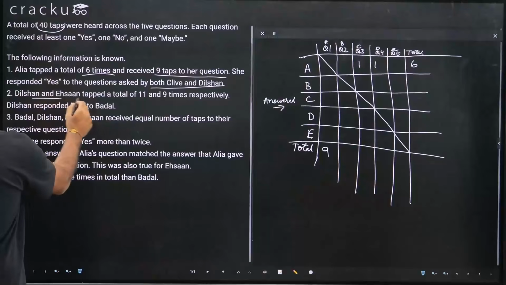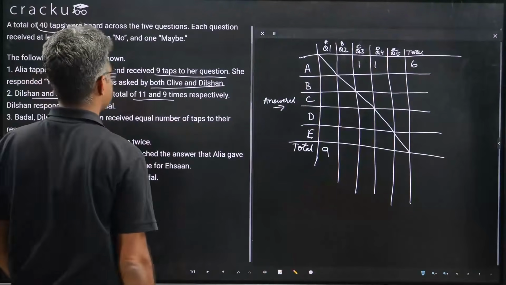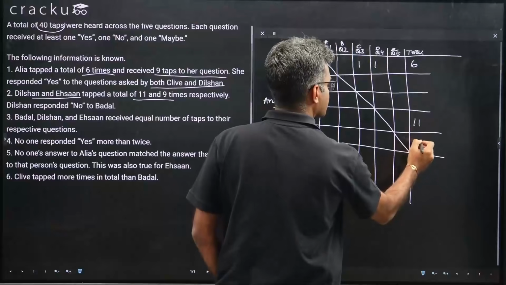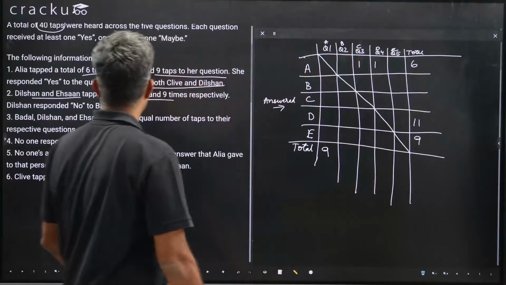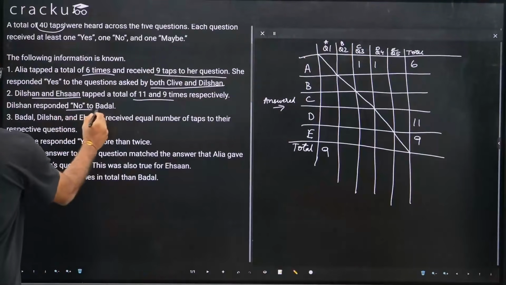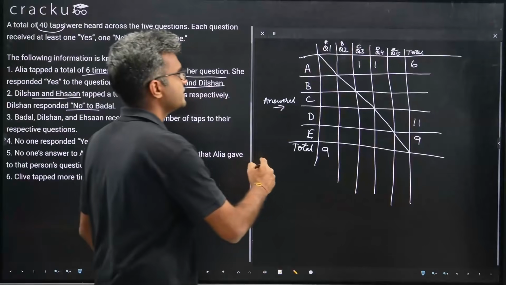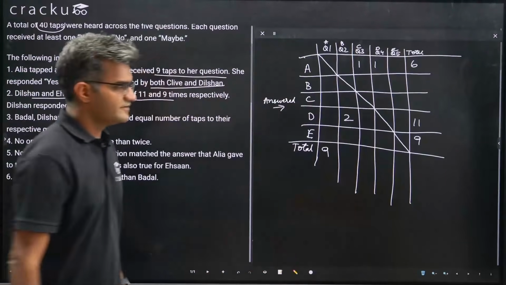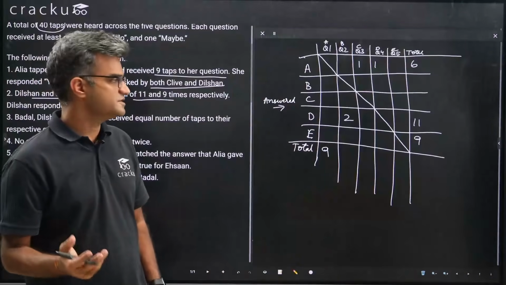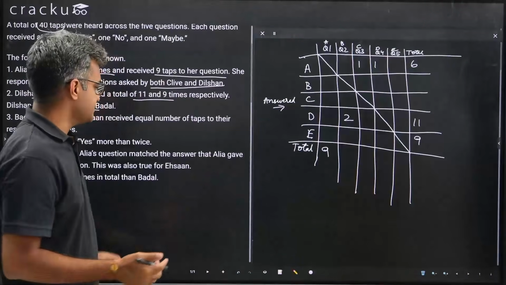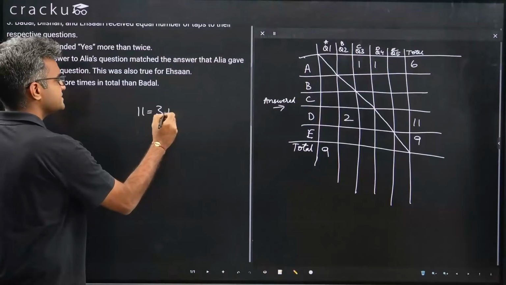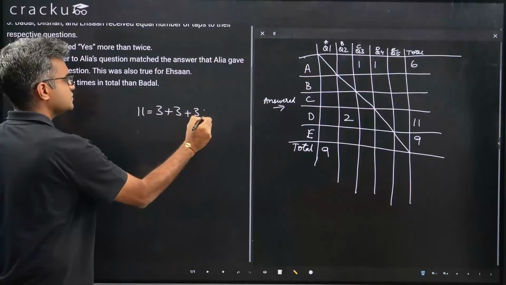Dilshan and Hassan tapped a total of 11 and 9 times. Dilshan responded no to Badal. Now immediately when you're looking at 11 from 3 questions, the only possibility will be that 11 has to be 3 plus 3 plus 3 plus 2.